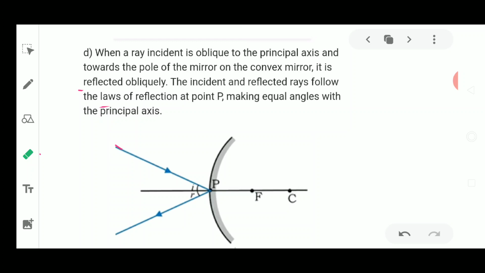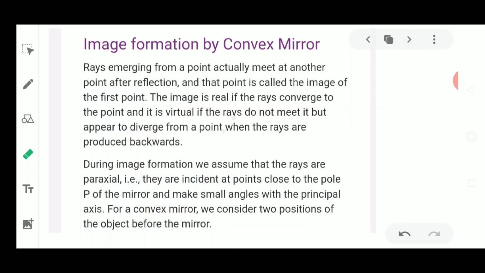Now let's have a look at how images will be formed in the convex mirror. The rays emerging from a point actually meet at another point after reflection, and that point is called the image of the first point. Now what does this line mean? This line means that whenever an image is formed, it is always formed where the two lines intersect. Okay, so this is how the image is always formed.